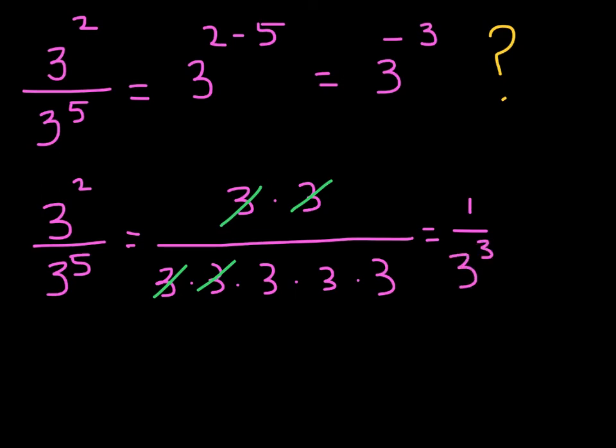So if 3 squared divided by 3 to the 5th power is 3 to the negative third, and 3 squared divided by 3 to the 5th power is also 1 over 3 cubed, that leads me to believe that 3 to the negative third power just means 1 over 3 cubed. So negative exponents reciprocate your expression, right? Instead of 3 to the power of 3, now you have 1 over 3 to the power of 3. The job of the negative as an exponent is to reciprocate your expression.